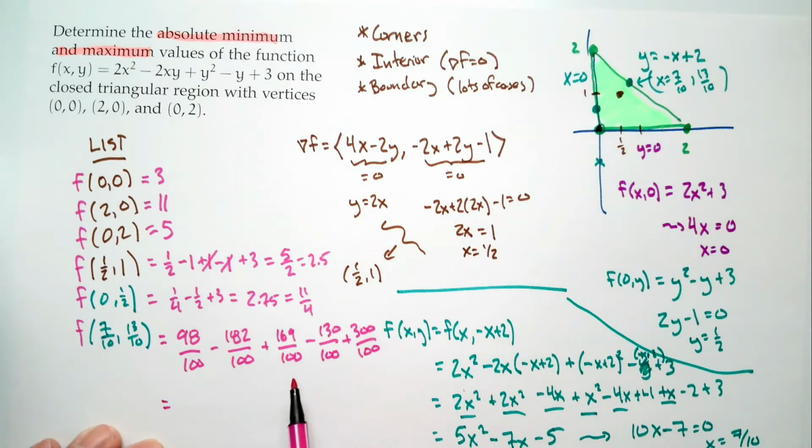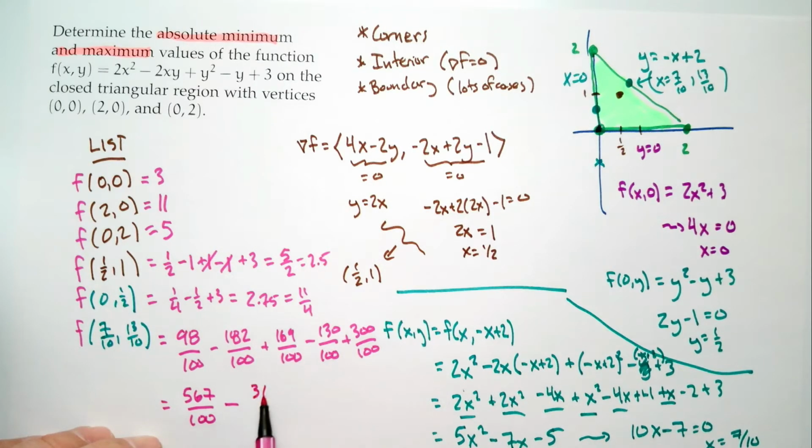What do we have going for us in the plus directory? We have 300 plus 98 is 398, plus 169. It's like 400 plus 167, so that's 567 over 100. Then we're going to subtract off 182 and 130. If you combine those, that would give you 312 over 100. So 567 minus 312, well, that's not so bad. That would be 255 over 100, which is 2.55.